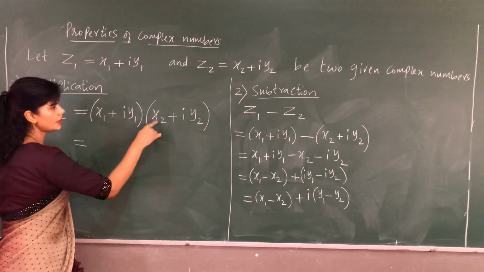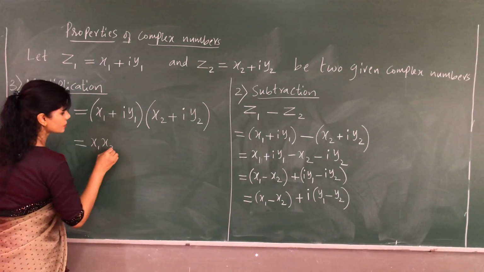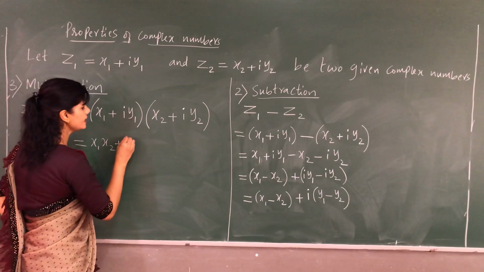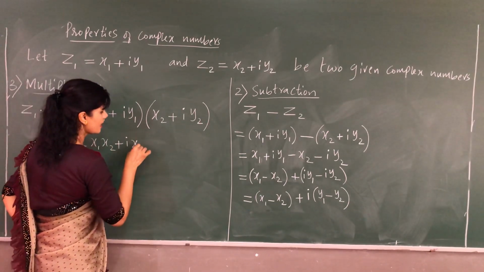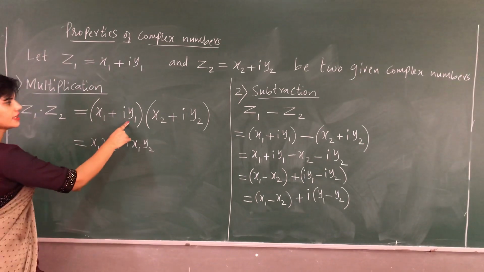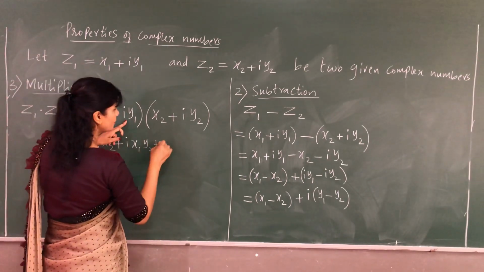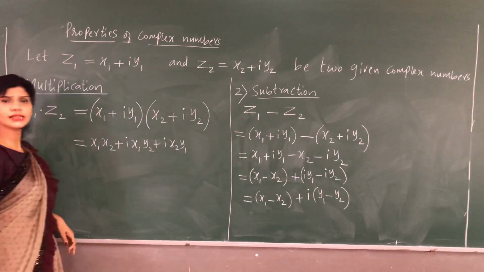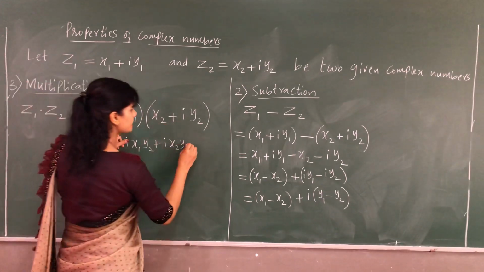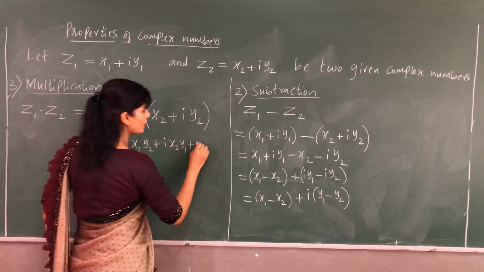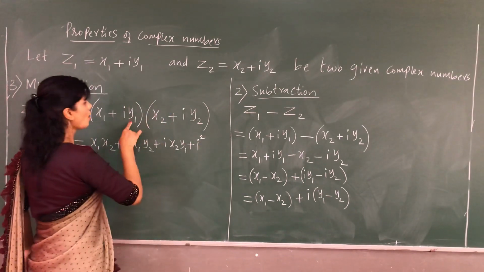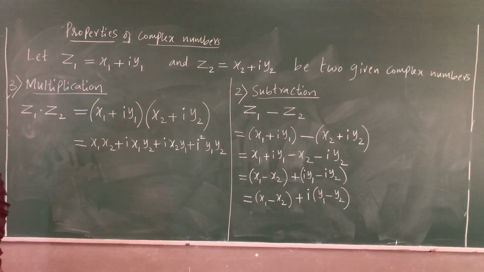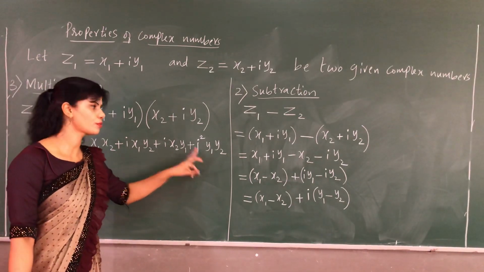Multiply with this: x1 into x2, x1 x2, plus x1 into iy2, so i is here, x1 y2. Now with this, plus i into y1 x2, or x2 y1. Okay students, the last part is plus into plus, plus. i into i is i square, y1 into y2, y1 y2. As I said already, i square value is minus 1, children. I can replace i square as minus 1.